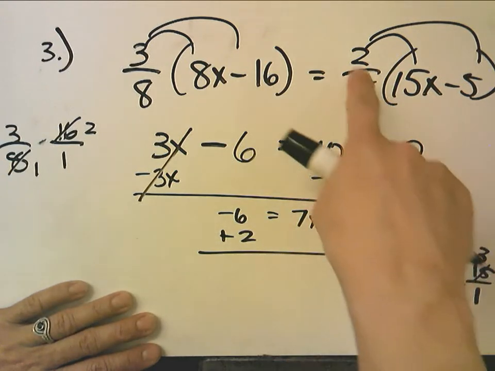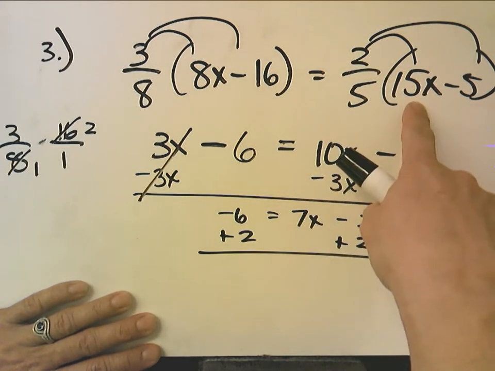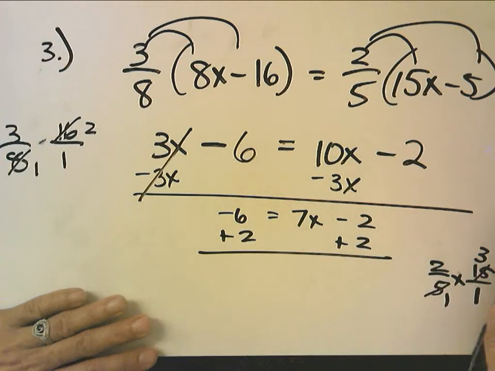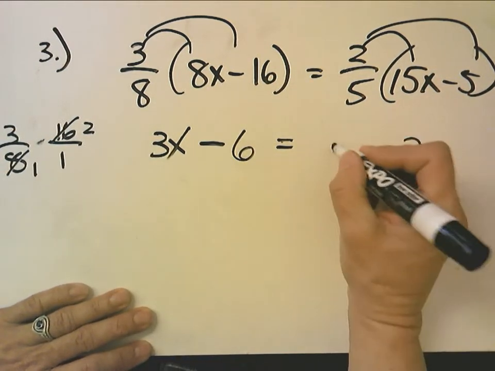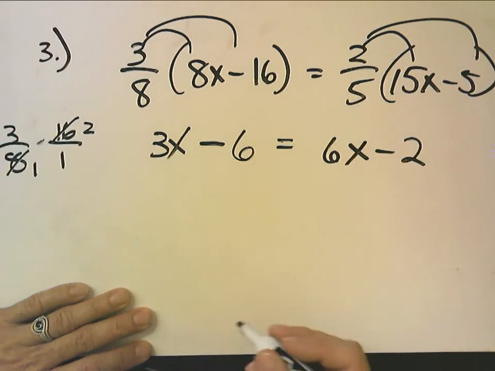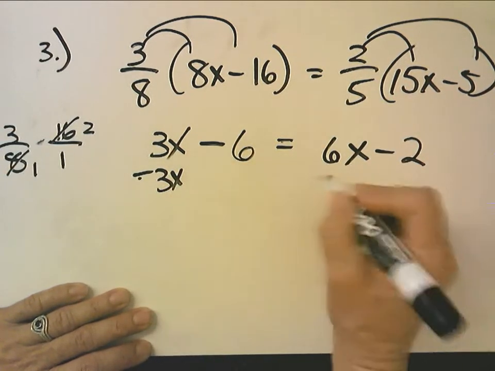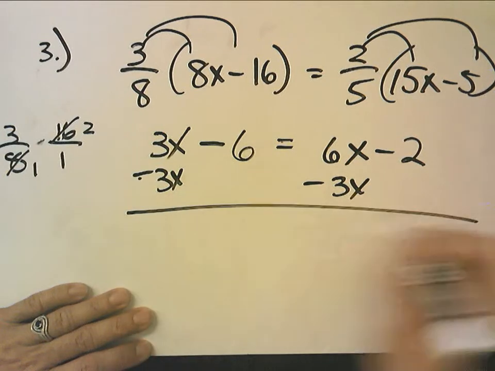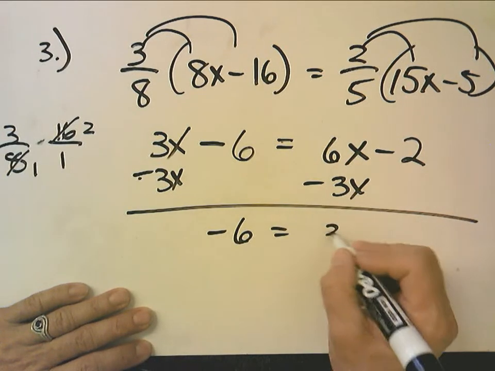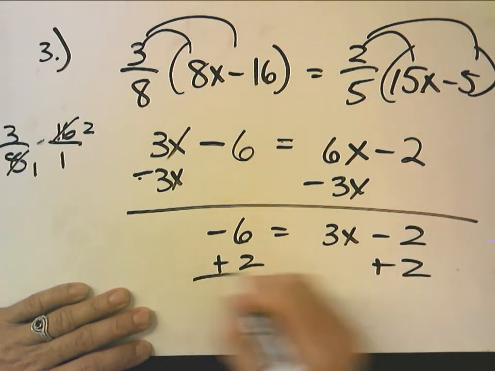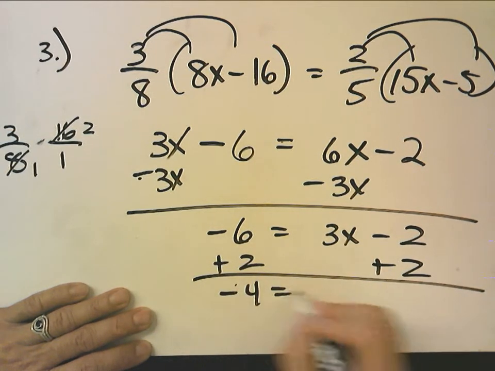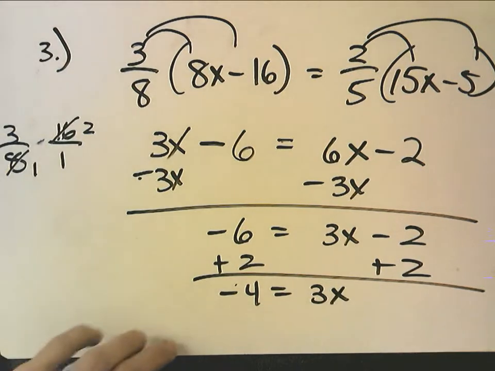So that means 2 times 15 is 30, divided by 5 is 6x. So I'm going to erase this and make that a 6x. Good thing I noticed that. So now I'm going to subtract 3x from both sides. And I get negative 6 equals 3x minus 2. I'm going to add 2 to both sides. I get 3x equals negative 4.